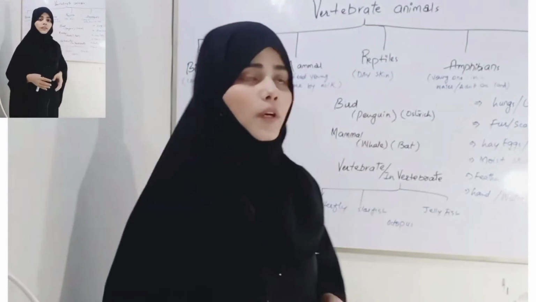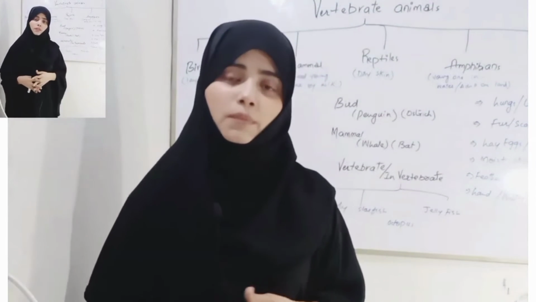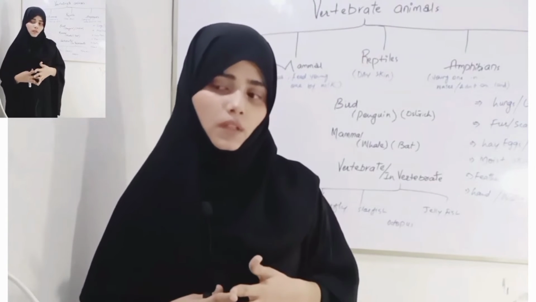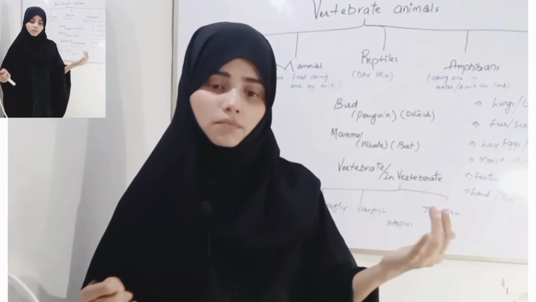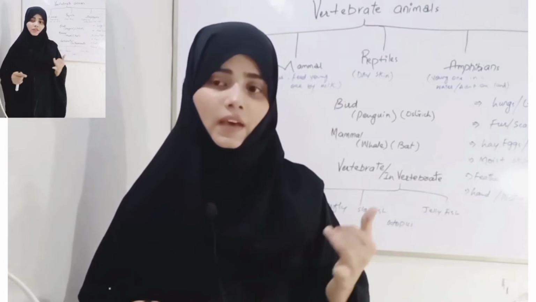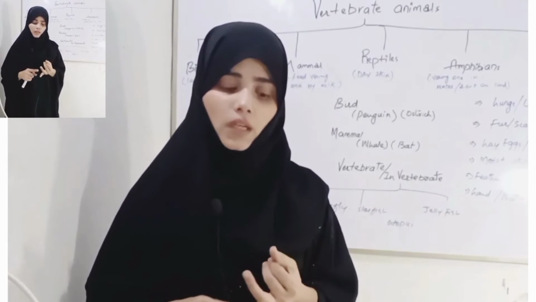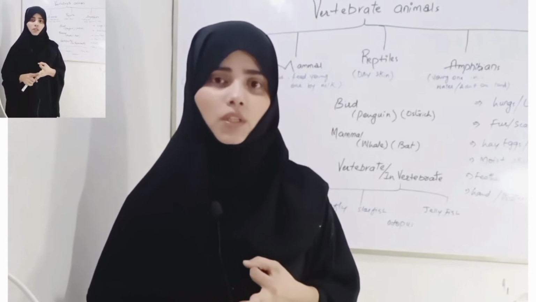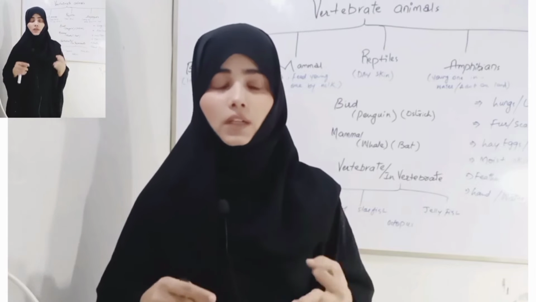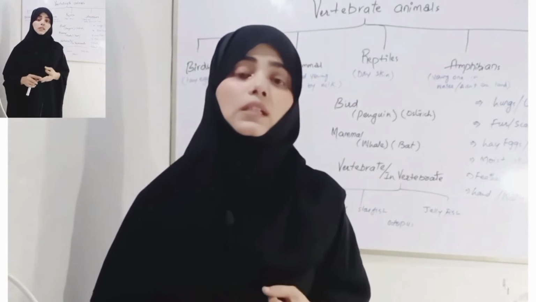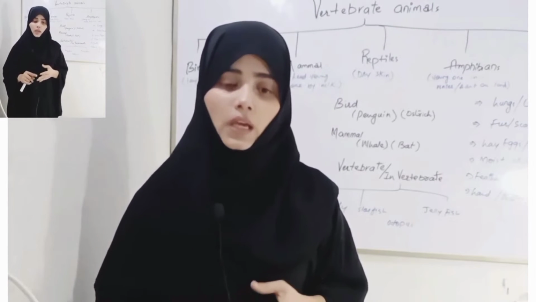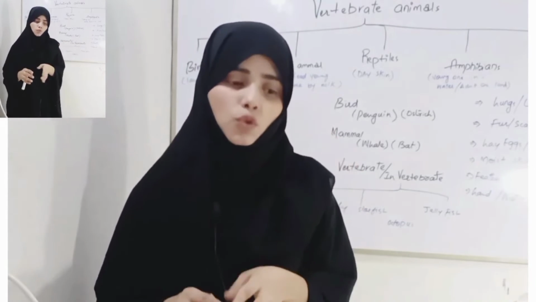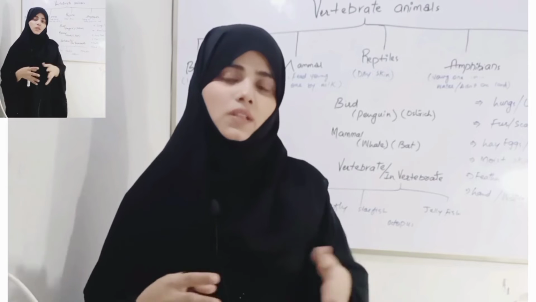Now let's talk about the last animal group, which is fishes. Fishes, first of all, have scaly skin. Number 2, they lay their eggs in the water. Number 3, they have gills because they are living in the water, that is why they have gills. Number 4, their body has a streamlined structure to move in the water.